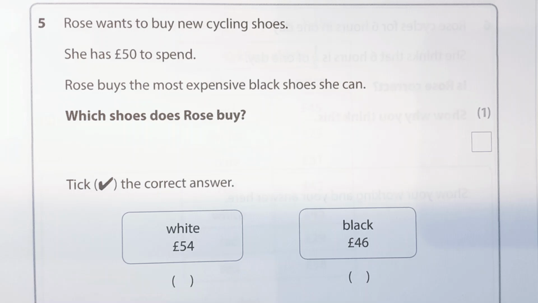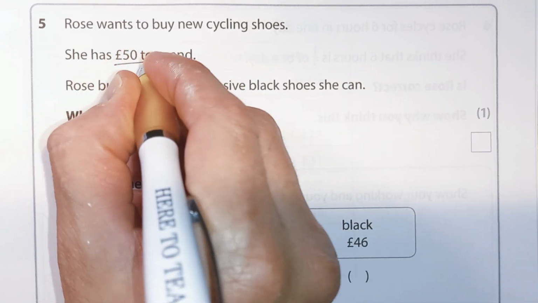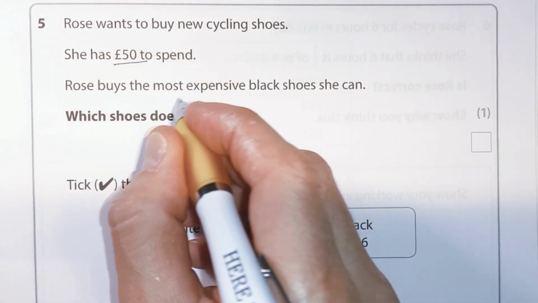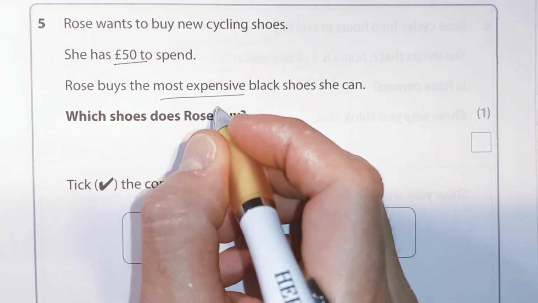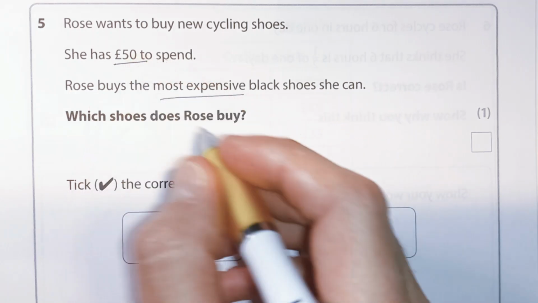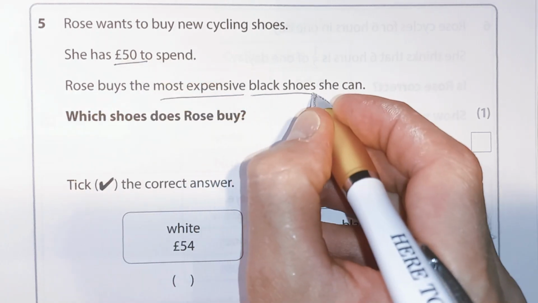Question 5. Rose wants to buy new cycling shoes. She has £50 to spend. Rose buys the most expensive black shoes she can. Which shoes does Rose buy? So we've got a few important things here. She has £50 to spend. She wants the most expensive ones that she can, so up to £50, and she wants black shoes.